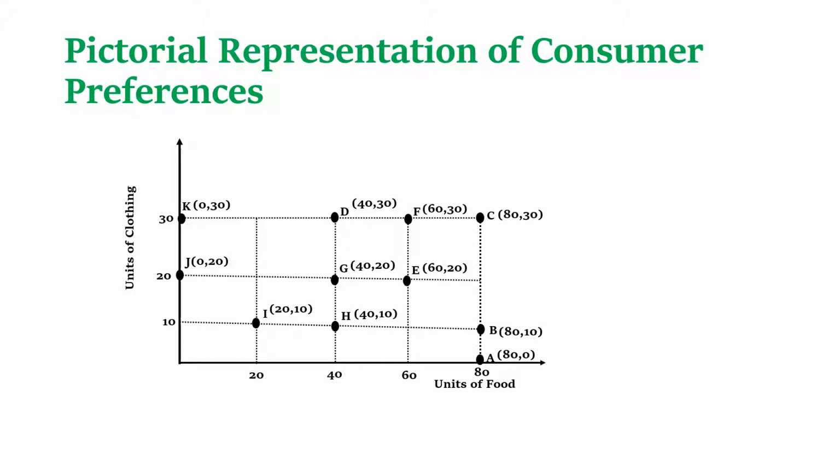Likewise, a consumer would like to be at point C rather than point F, because at point C, even though it gets the same amount of clothing, it is better off because it has more food at point C than at point F. So it's better off at point C than at point F.